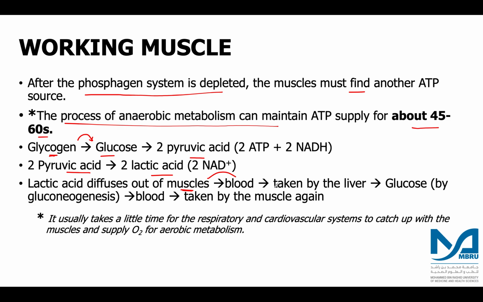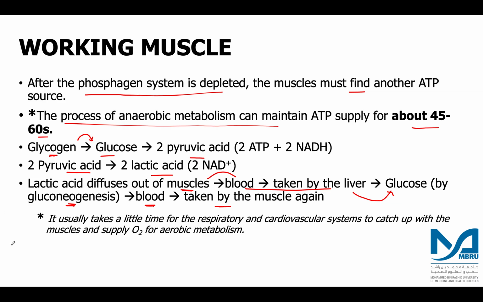In the blood, it is transported to the hepatocyte. The hepatocytes convert lactate back to glucose by the process of gluconeogenesis, which you now know. The produced glucose comes back to the blood and is taken by the muscle again.